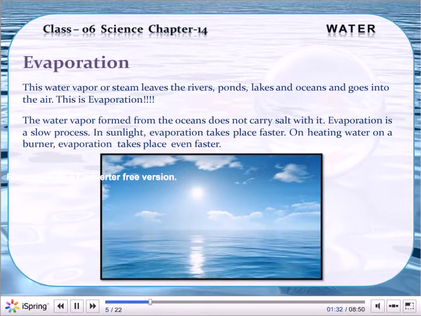Evaporation is a slow process. In sunlight, evaporation takes place faster. On heating water on a burner, evaporation takes place even faster.